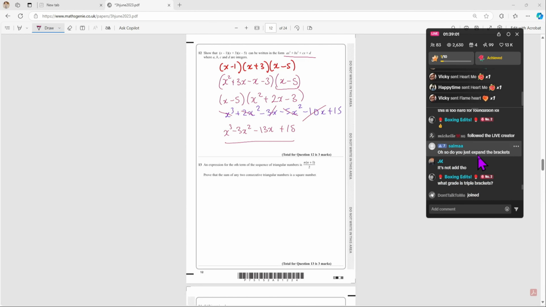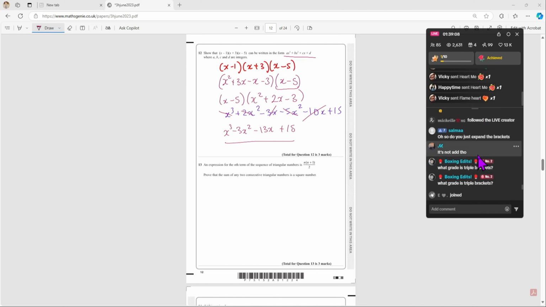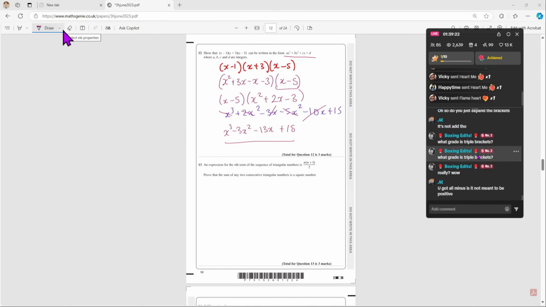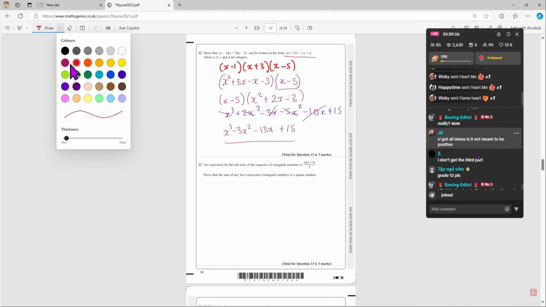What grade is triple brackets? I think it is grade 7 or 8, because triple brackets never come on the foundation paper. I've never seen foundation paper get a triple bracket question, okay? So if you know how to expand triple brackets, then that is very, very good.